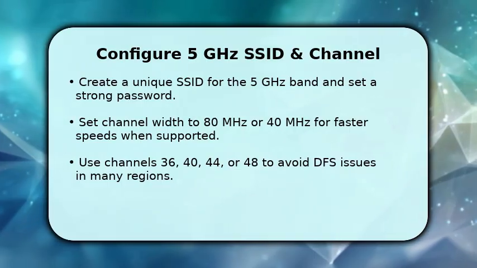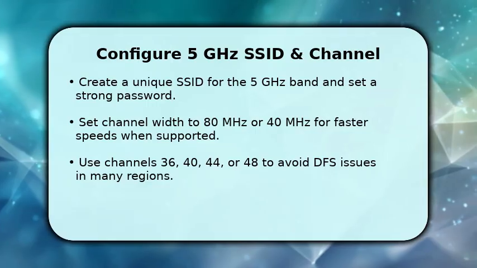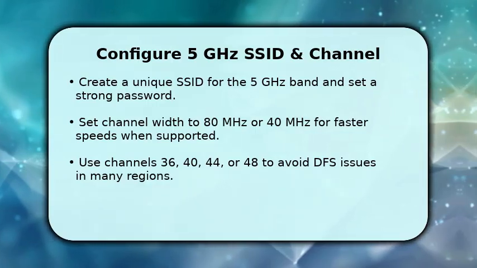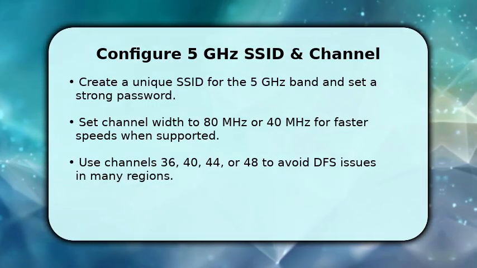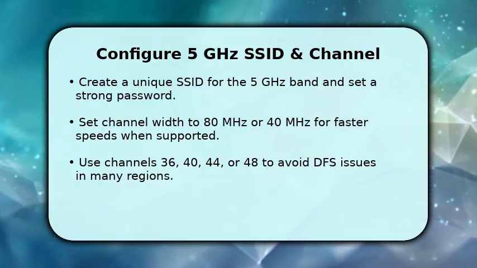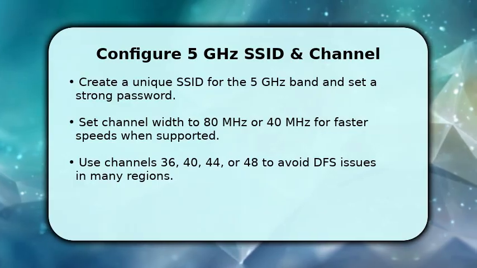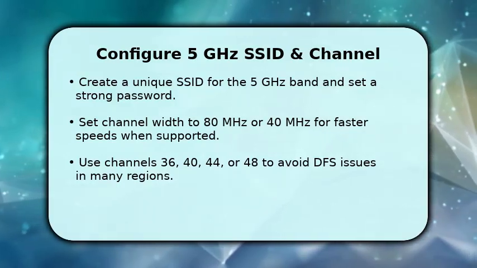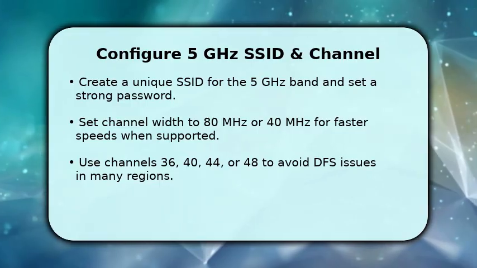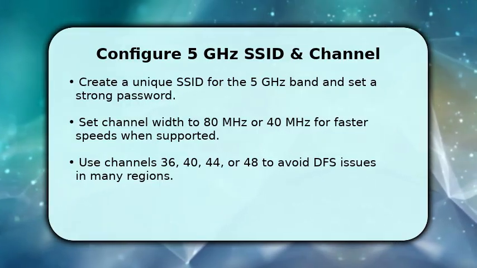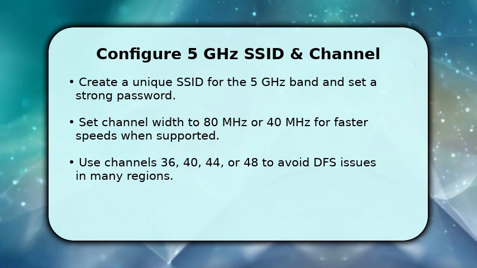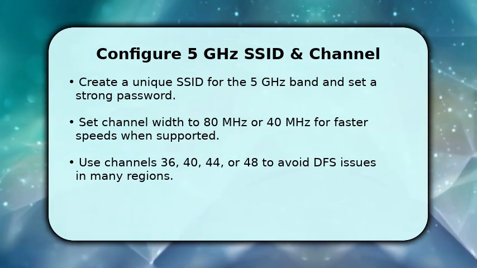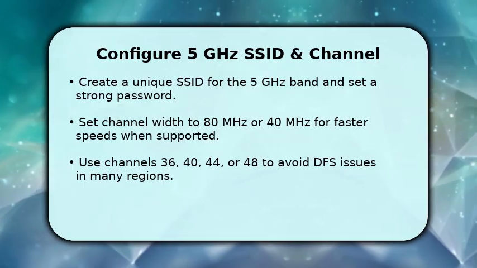Create a unique SSID for the 5 GHz band and set a strong WPA2 or WPA3 password immediately. Set the channel width to 80 MHz for highest throughput or 40 MHz when interference is present on neighboring networks. Choose a non-DFS channel like 36, 40, 44, or 48 to reduce automatic radar-induced drops in many regions.